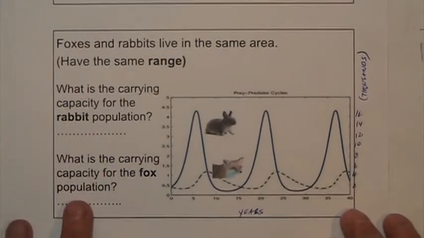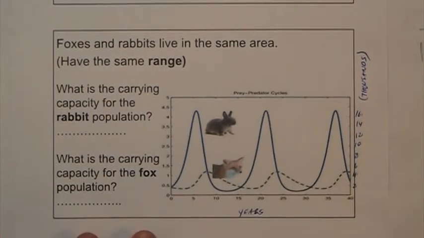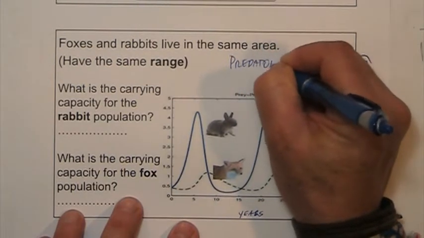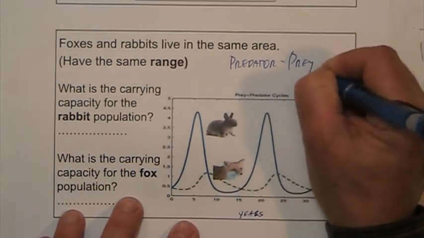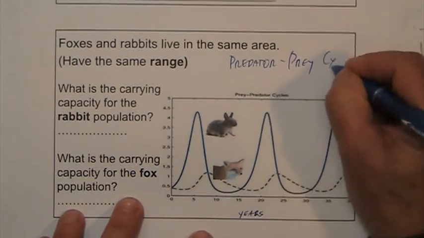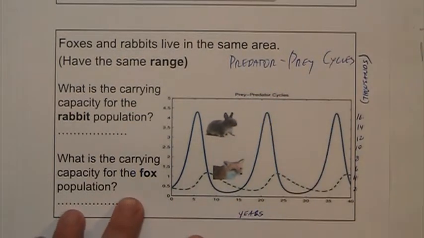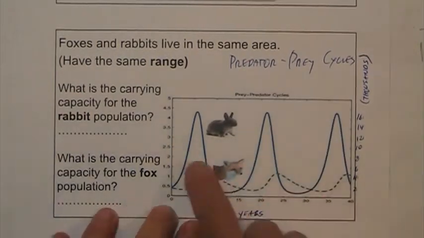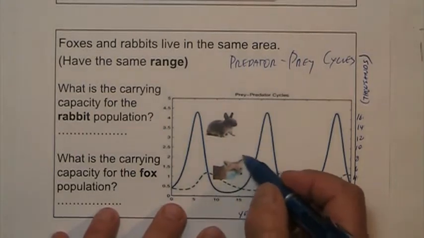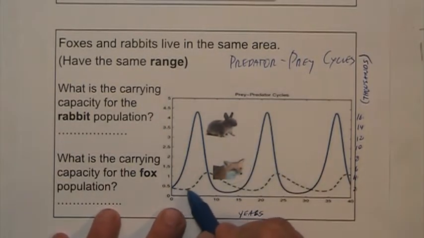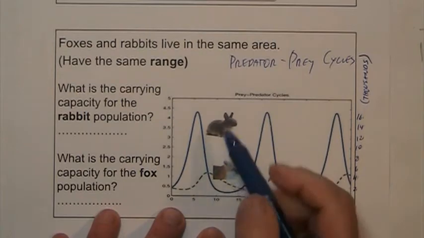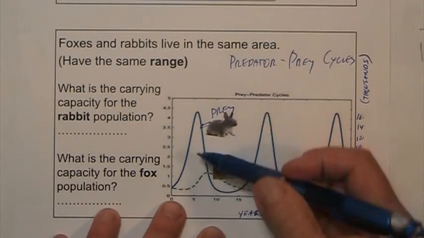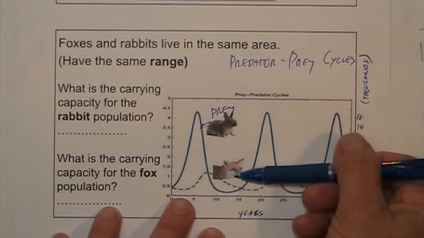Two other cases, and I want to introduce you to the idea of predator-prey again. Predator-prey cycles. We're gonna look at this in a minute. I have two curves here. I have a fox. The fox belongs to this dotted line. The rabbits that are the prey is the bigger line. Of course, you have more prey than predators.